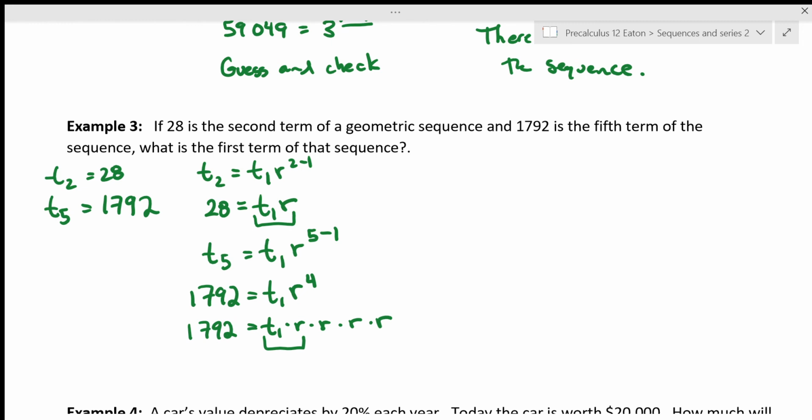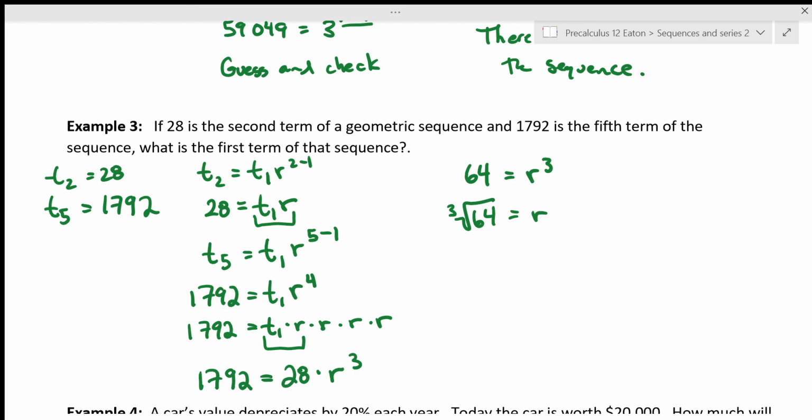So I get that 1792 equals 28 times r to the power... We have 1, 2, 3 r's left over, so that's r to the power of 3. Now I can divide both sides by 28. I get 64 equals r to the power of 3. So that means that the third root of 64 is equal to r. So if I have a power, I can take that root to find what the number is.